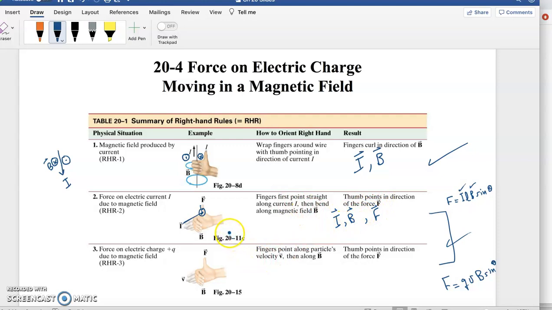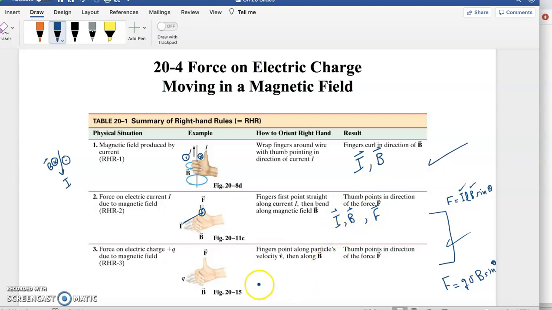Good. So this is rule number 2. This is for a current which produces B, and this is the direction of the force, that is, the magnetic field is acting with this force on this current.